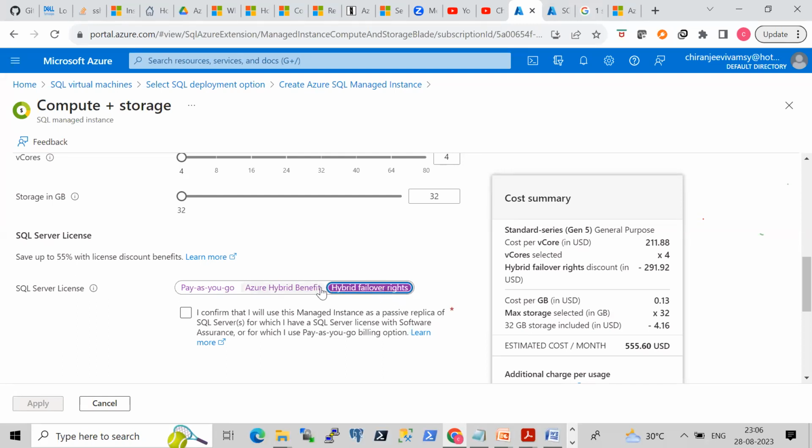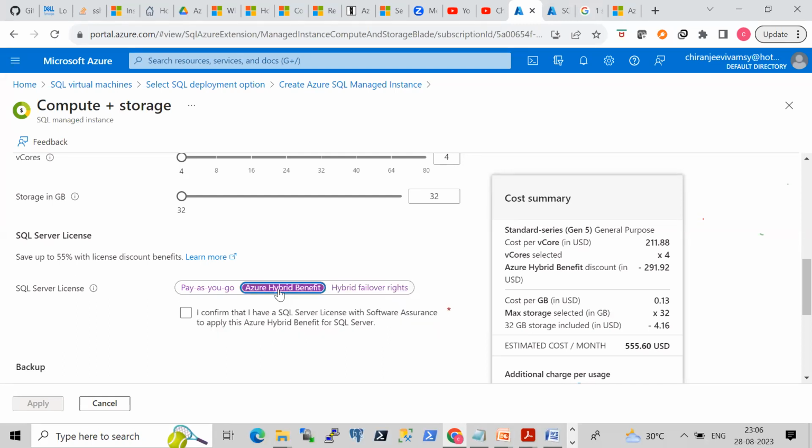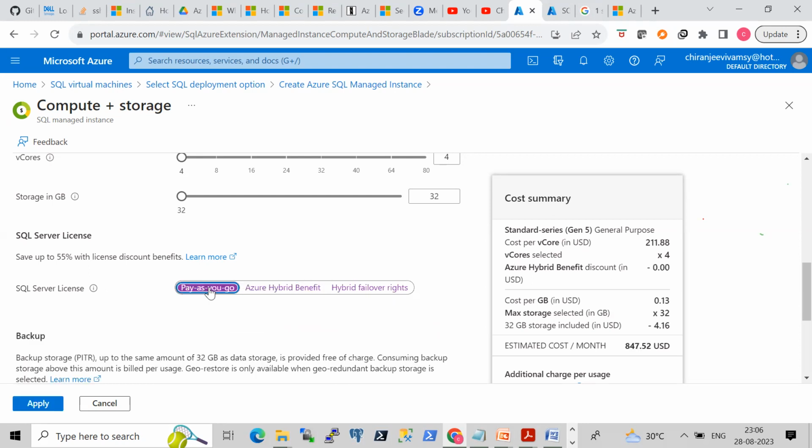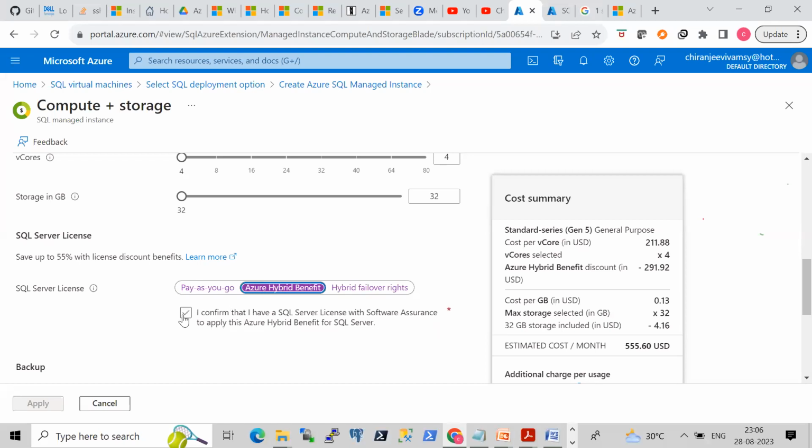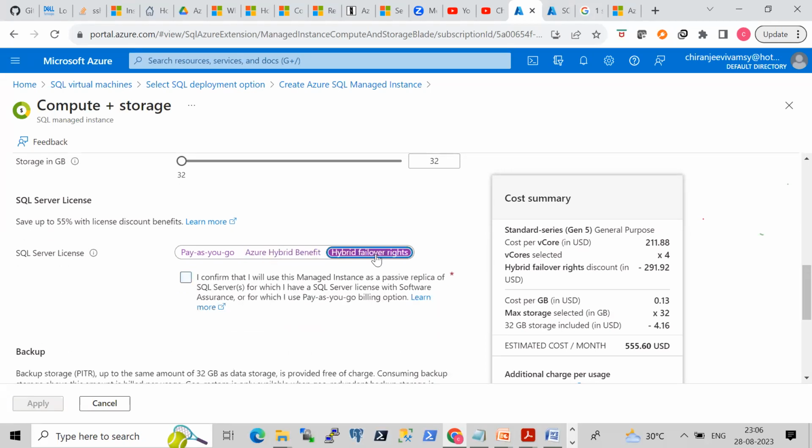So I don't have any DR replicas or Azure hybrid benefits, so I have to go with pay as you go. I'm just letting you know the cost. Pay as you go is 847. Azure hybrid benefit is 555 if you have any. Okay. Hybrid failover rights is also the same thing.